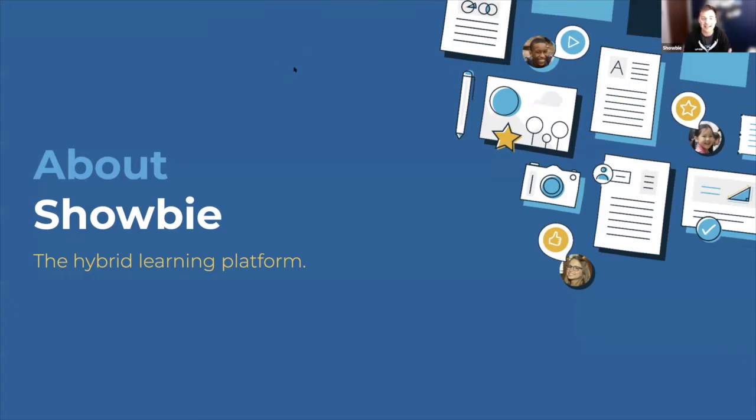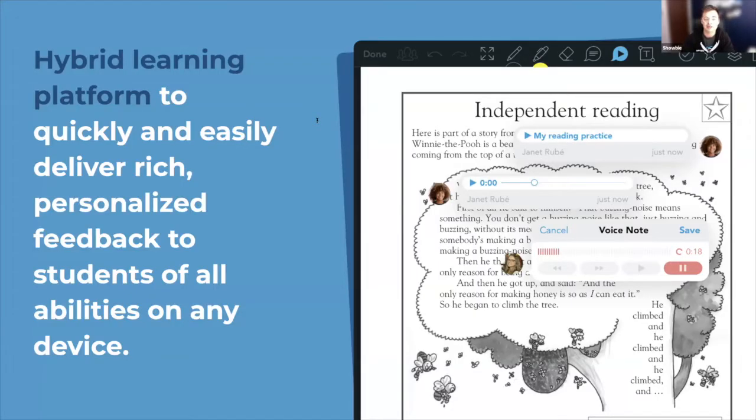So what is Showbie? Showbie is the hybrid learning platform. That means Showbie allows teachers to deliver quick, easy and rich personalized feedback to students of all abilities on any device. It's this personalization, the ability for the teacher to give different work to different students and to provide personalized feedback, which is important and most importantly is current for that particular student, in really easy ways that not only save time, but make teaching and learning that much more impactful.